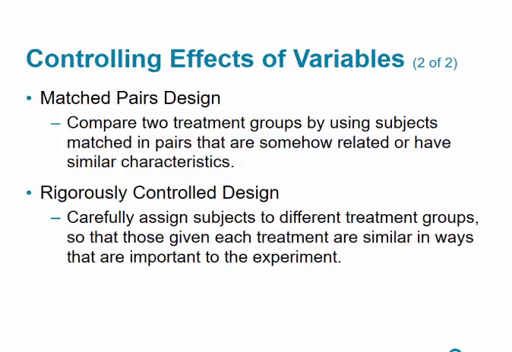Compare two treatment groups by using subjects matched in pairs that are somehow related or have similar characteristics. Or rigorously controlled design. Carefully assign subjects to different treatment groups so that those given each treatment are similar in ways that are important to the experiment.